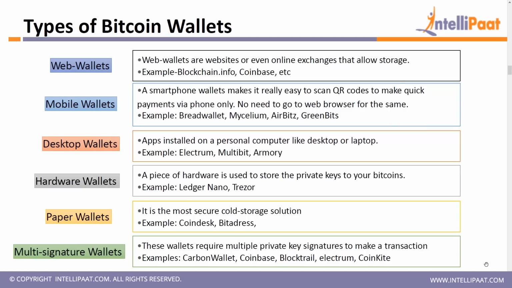Then comes paper wallets. It is the most secure cold storage solution that is used for storing your private keys and can be used as a wallet for Bitcoin transactions. Example, Coindesk Bitaddress. Then multi-signature wallets.